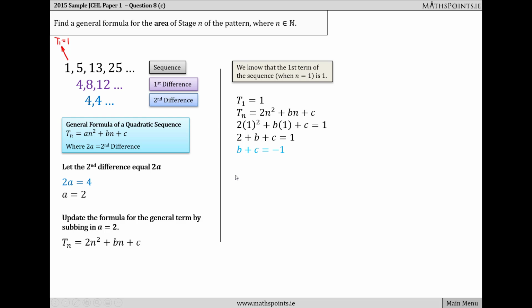So we're going to need to find another equation in terms of b and c, and so similarly, term 2 is equal to 5, which means that if I sub in n equals 2 into my formula, the whole thing should be equal to 5.